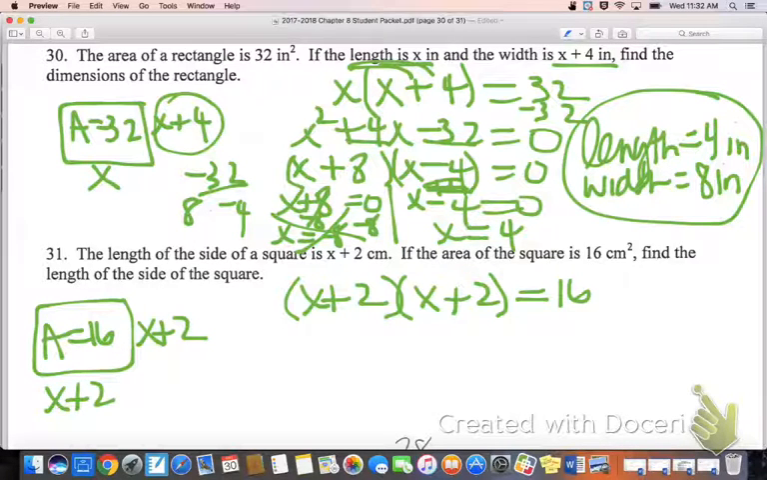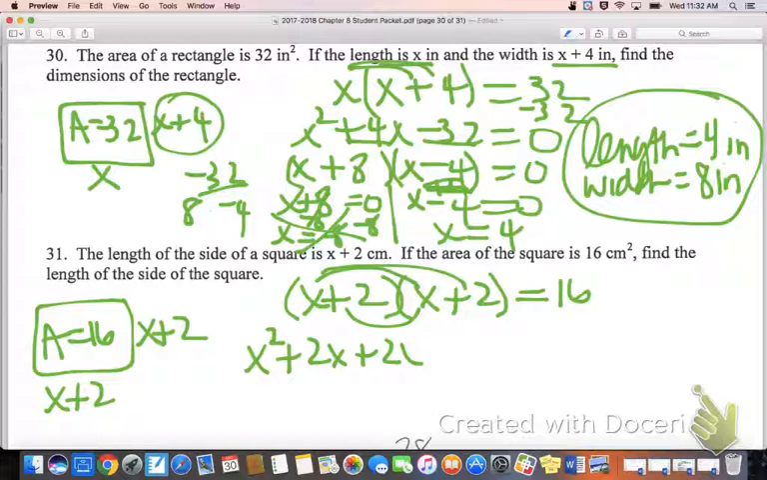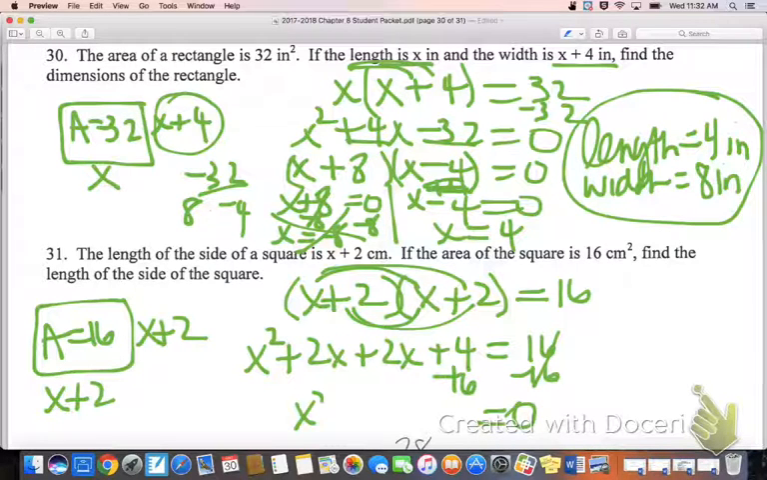Go ahead, practice solving this. We first need to multiply that out. So if you use FOIL or box, whichever one, you get x squared plus 2x plus 2x plus 4 equals 16. Now we're going to combine the like terms and subtract the 16. So you get x squared, 2x plus 2x is 4x, 4 minus 16 is minus 12.